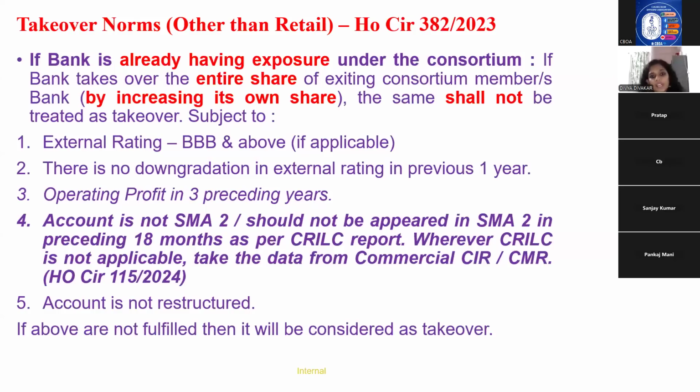There is no downgradation in the external rating. Operating profit is there in the past 3 years. The account is not SMA2 and should not have appeared in SMA2 in the past 18 months, as per CRIL report. Whenever the CRIL report is not applicable, we can take it from the commercial CIR or CMR. The account is not restructured. In all the other cases, it will be considered a takeover.